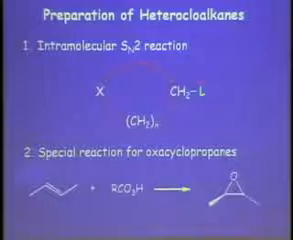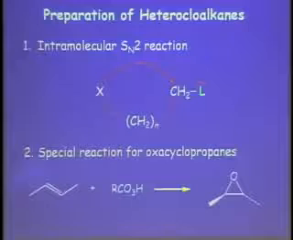So you just take an open chain compound that has a leaving group at some point, and you have the heteroatom that has a lone electron pair. Typically, it's used as the anion. Obviously, that makes it an even better nucleophile. And then you do an intramolecular displacement, and that makes the cycle.